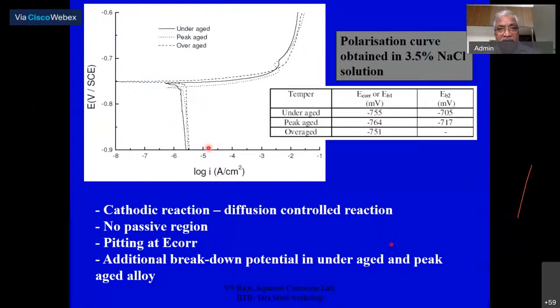So the point here is that you cannot use this for extrapolation to get the E corr and I corr values. But look at the anodic curves. The anodic curve shows very special characteristics. You see very clearly that this is peak aging, it shows some kind of passivity, and underaging shows passivity too, but the overaged condition does not show anything. So you start recording what looks like passivation here. And we know that aluminum alloy does not passivate. You take the alloy, you put it in the solution, and you start pitting right here at E corr.